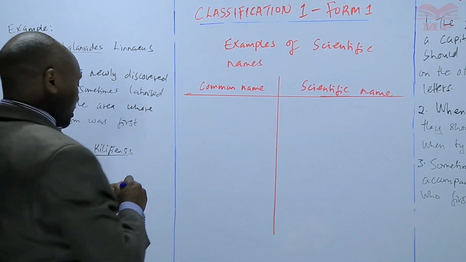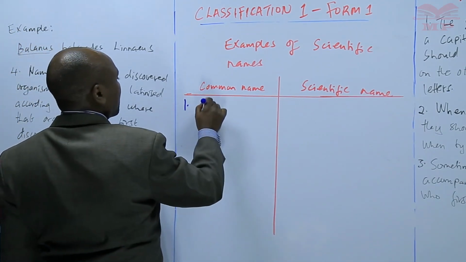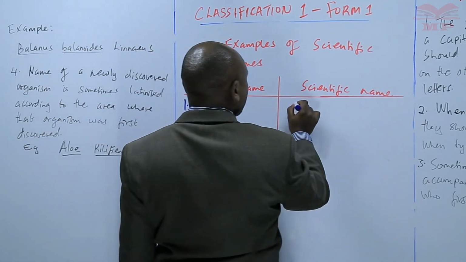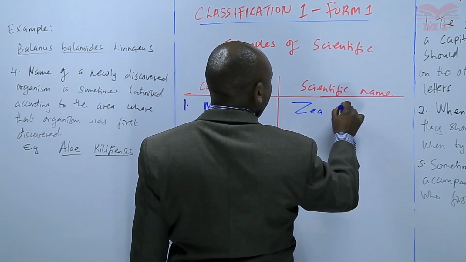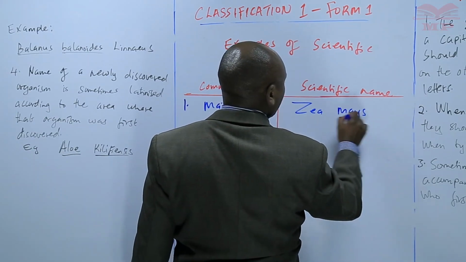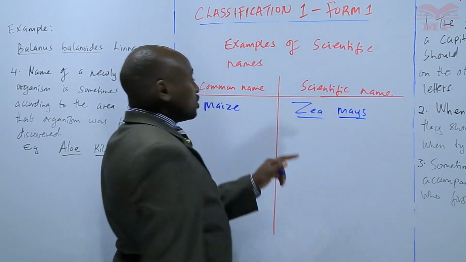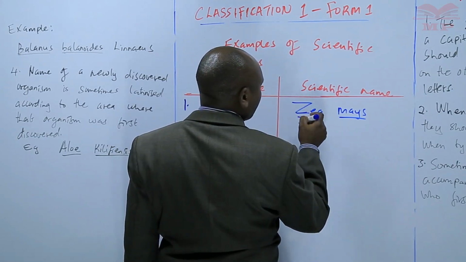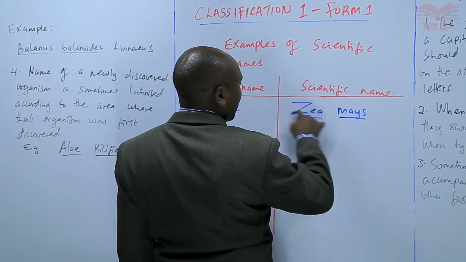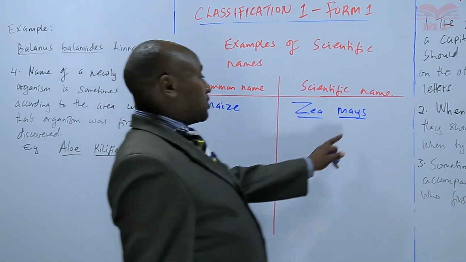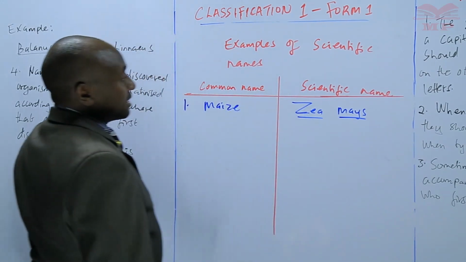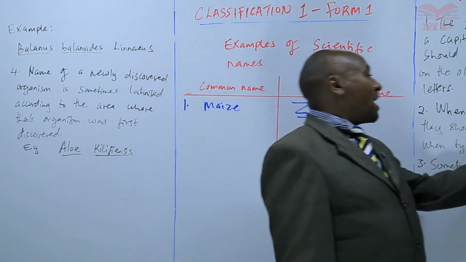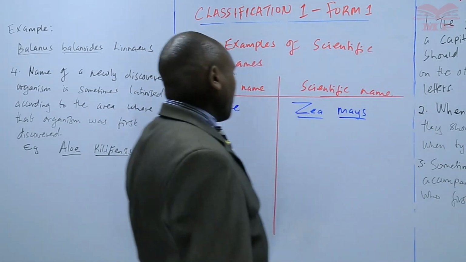So you'll take a common name like maize. This is known as Zea mays. So Zea is the genus, should start with a capital letter. All the other letters small. The species name should be written in small letters. Because they are handwritten, they should be underlined separately.